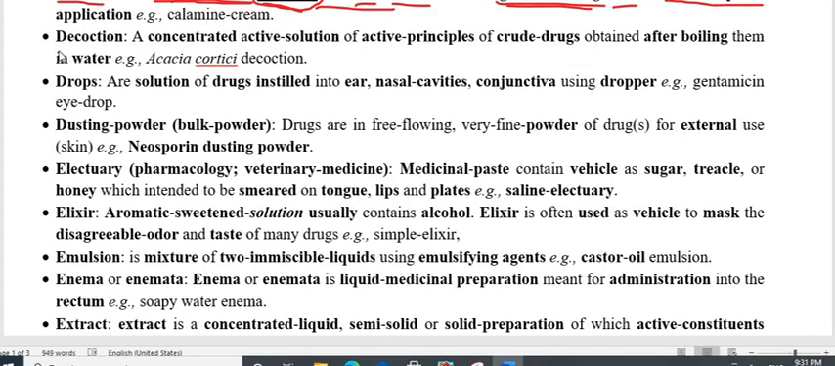Now we have to go through the decoction. Decoction is nothing but, if you want to take out the extract by boiling it, the concentrated form of the solution obtained is called decoction, and the substance or the active principle is usually in crude form. So decoctions are crude drugs in which the active constituent is in concentrated form, obtained after boiling in water, is called decoction.